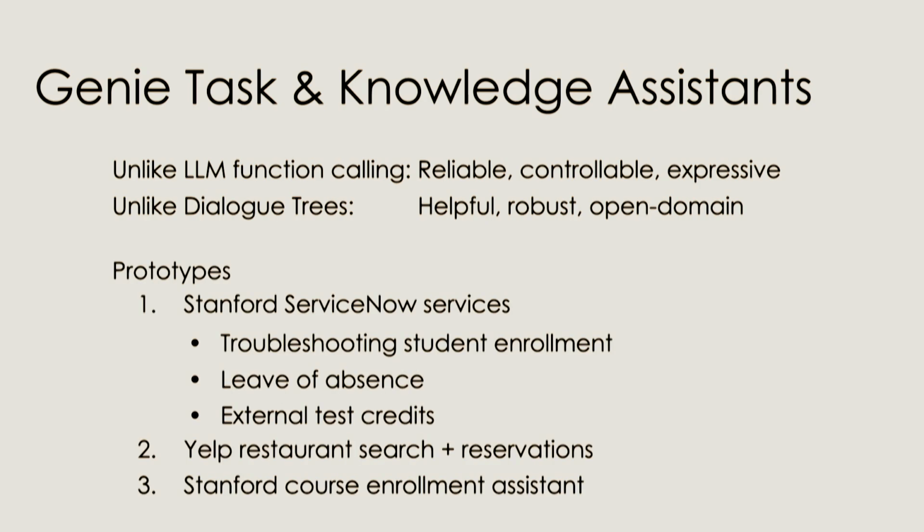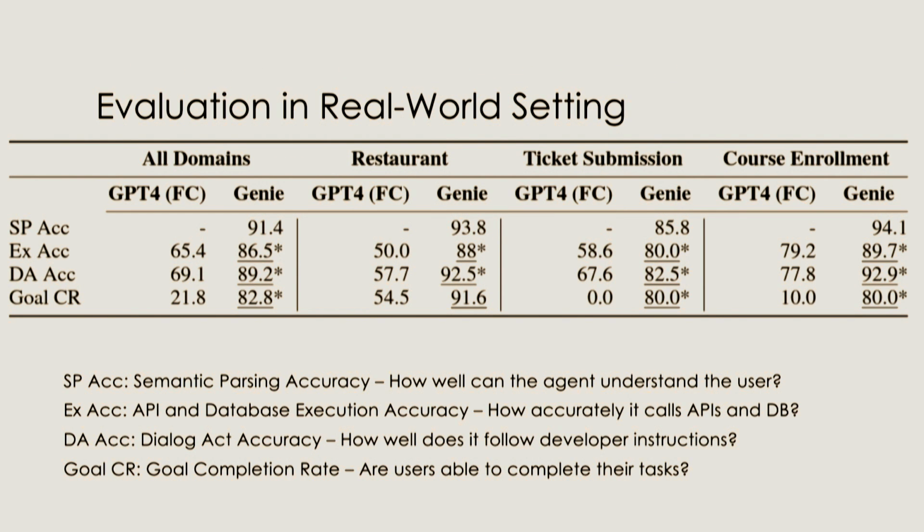So we did some evaluation. We created 3 prototypes. We already saw a worksheet for the ticket submission portal at Stanford. We had 3 tasks over there. Then we also tried out the Yelp restaurant reservation, which has a huge database. And then finally, the Stanford Course Assistant, which has 4 different tables with multiple rows and data from the last 3 years. And then we evaluated this in a real world setting with 62 users.